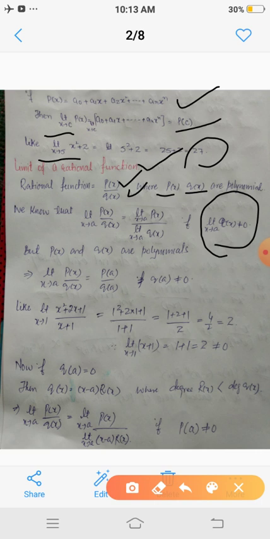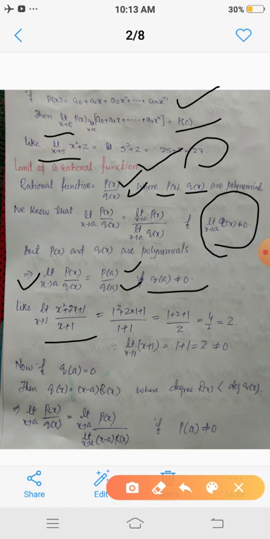But these two are polynomials, so their limits are simply p of a and q of a. That is, the limit as x tends to a of p of x upon q of x is simply p of a upon q of a, provided q of a is not equal to 0, by the concept of the limit of a polynomial and the algebra of limits.